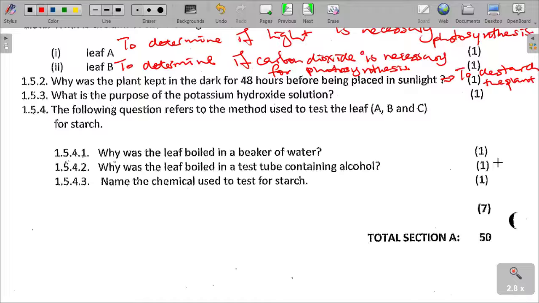1.5.4.1, the next question: why was the leaf boiled in a beaker of water? Actually, boiling is done to soften the leaf, or to soften the tissues of the leaf, or to break down the cells, the cell walls, to soften up the tissues.